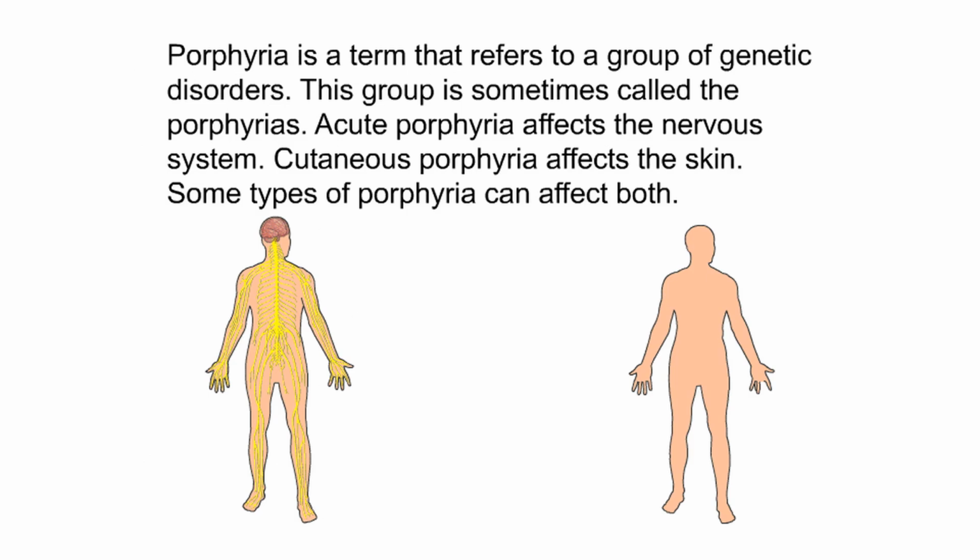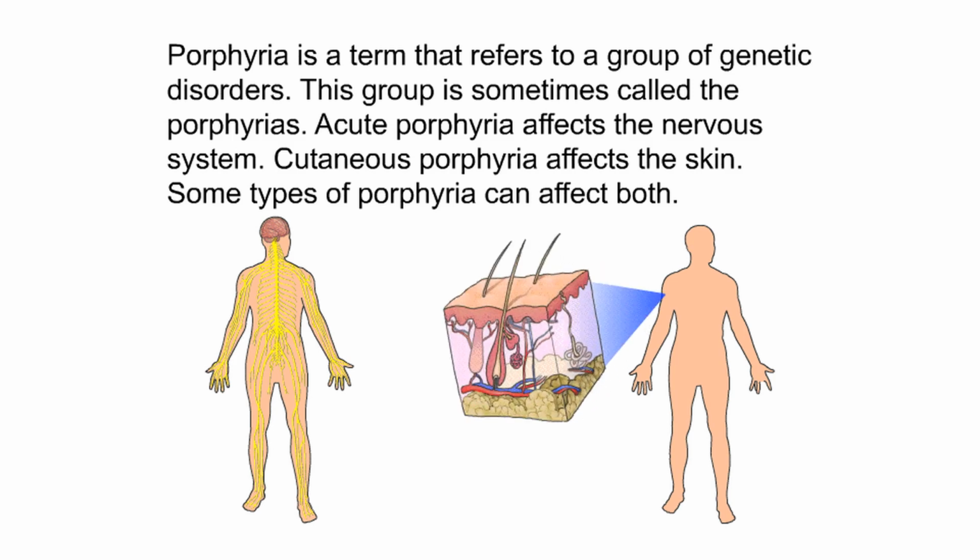Summary. Porphyria is a term that refers to a group of genetic disorders. This group is sometimes called the porphyrias. Acute porphyria affects the nervous system. Cutaneous porphyria affects the skin. Some types of porphyria can affect both.